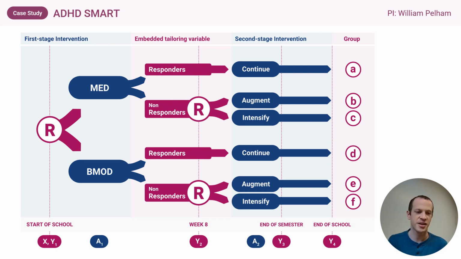What's new is if you look at this bottom axis here, previously we just had one end of study outcome, just a single Y. Now, however, we have Y1, Y2, Y3, and Y4. So that's what's new here.